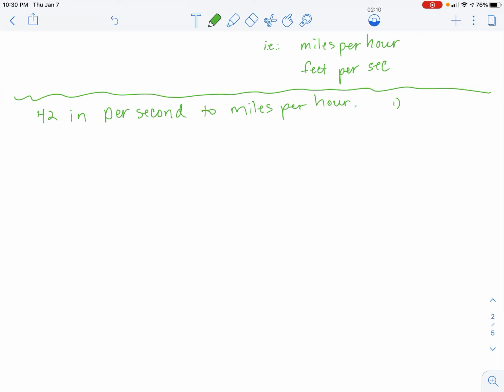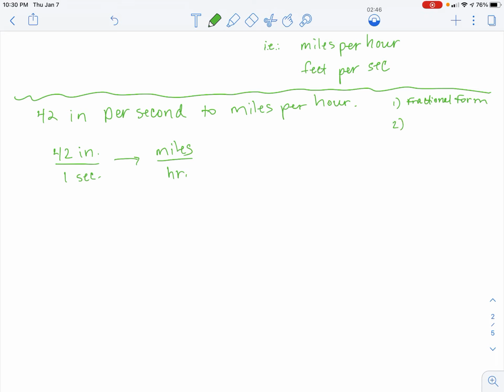The first step, and this is actually written in the top of your notes there, is to write the given units in fractional form. So in other words, this 42 inches per second, we're going to write it as 42 inches per 1 second. Now we want to go from inches per second to miles per hour. That's going to be our goal here. So we've written it in fractional form.